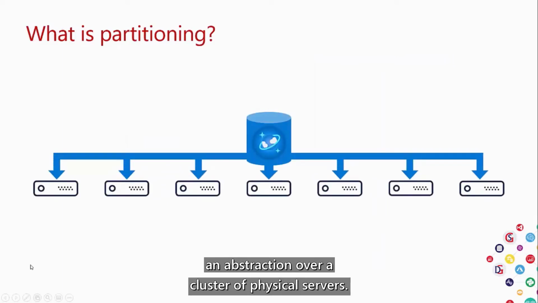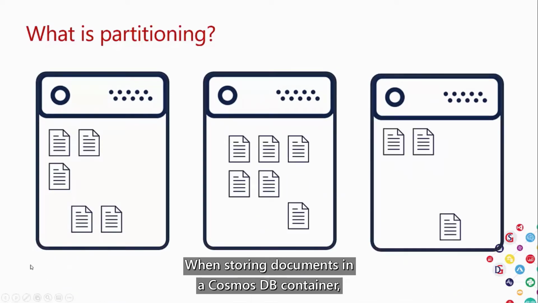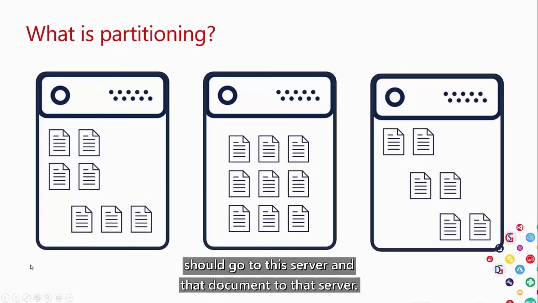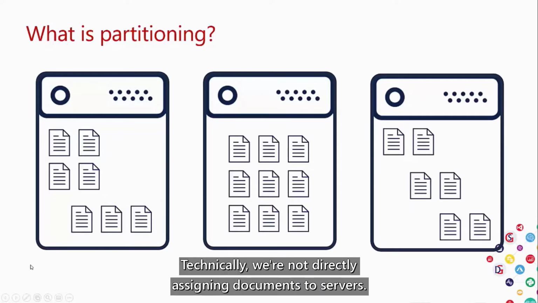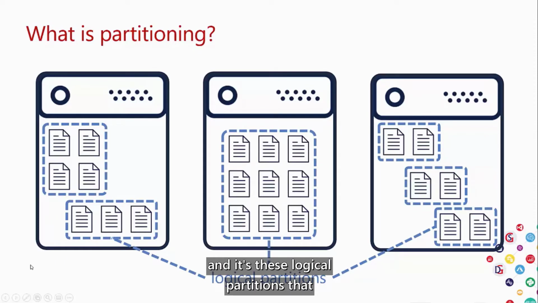Remember earlier I referred to a Cosmos DB container as an abstraction over a cluster of physical servers. When storing documents in a Cosmos DB container, these documents end up being dispatched to different physical servers. So the question is, how to decide that this document should go to this server and that document to that server? Technically, we're not directly assigning documents to servers. Instead, documents are being written to logical partitions. And it's these logical partitions that happen to sit in different physical servers.